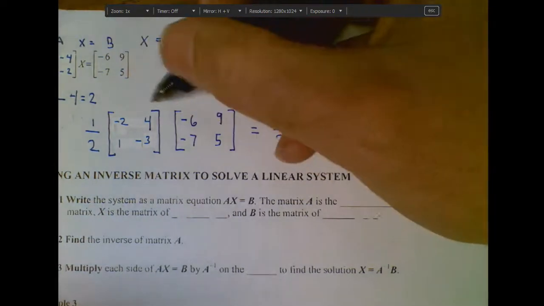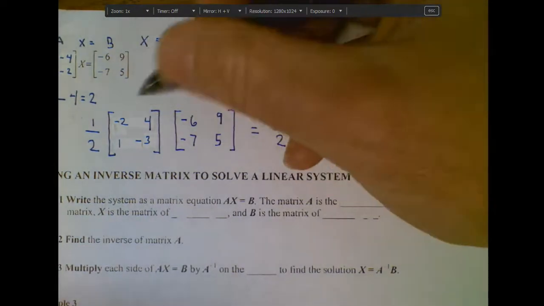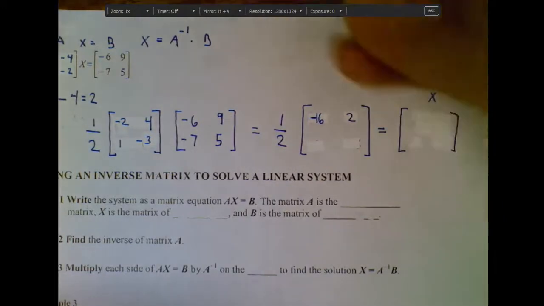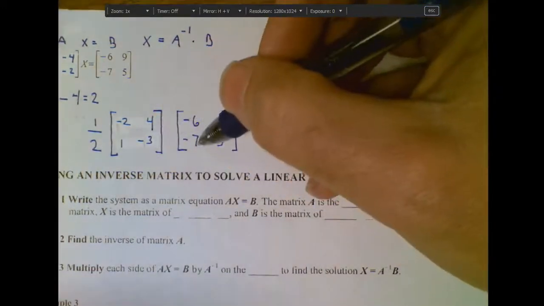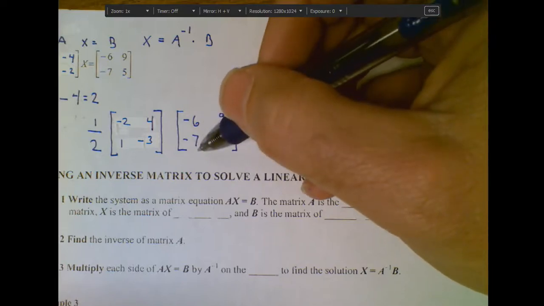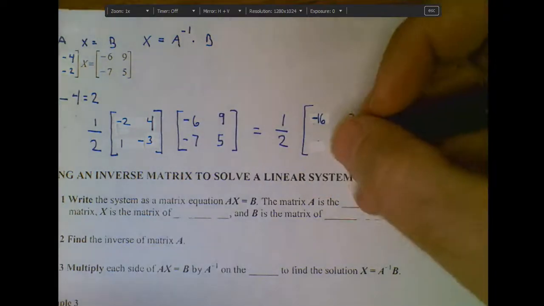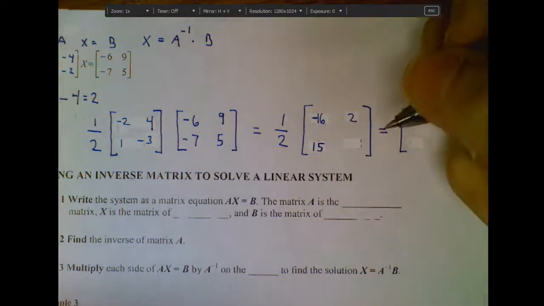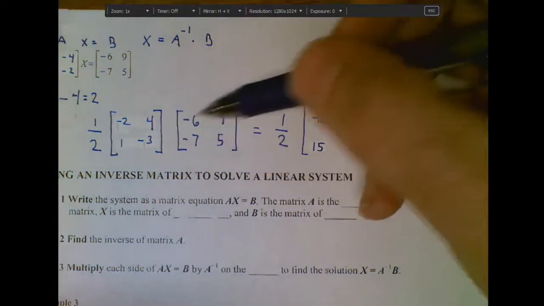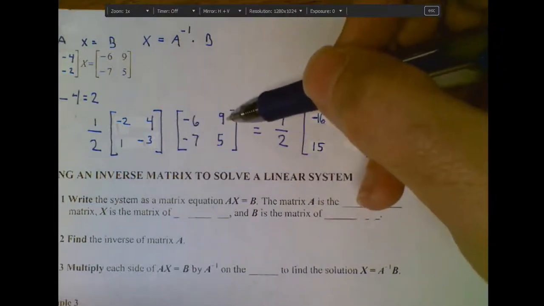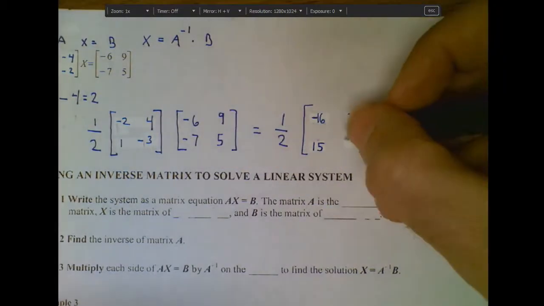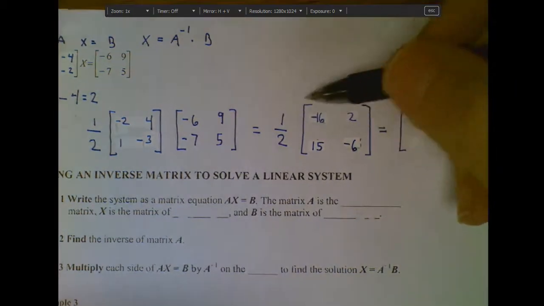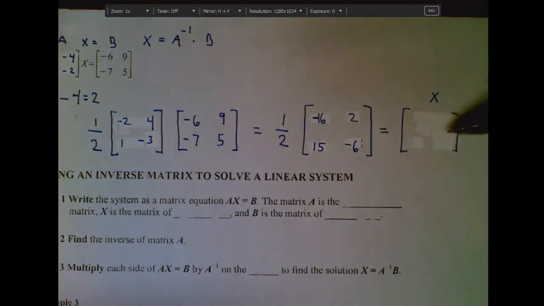Then if we did my top row times the right, so -18 plus 20. Bottom row times the left, so -6 plus 21 would give us that guy. And then if I did my bottom row times the right, so 9 plus -15, gives us that guy. Now I can distribute in the 1/2 to get my solution.